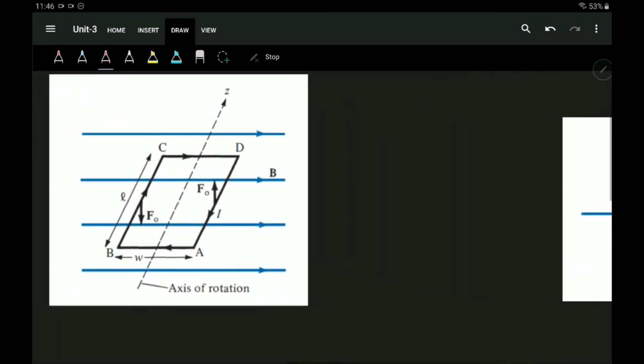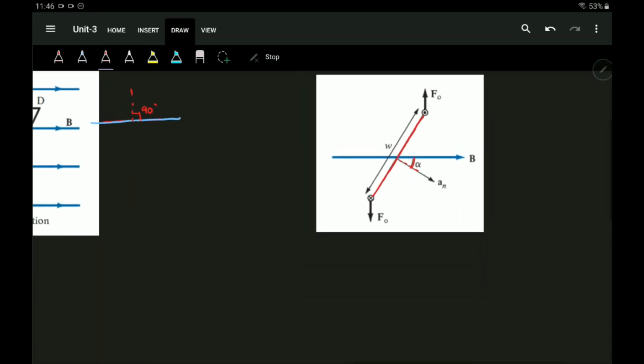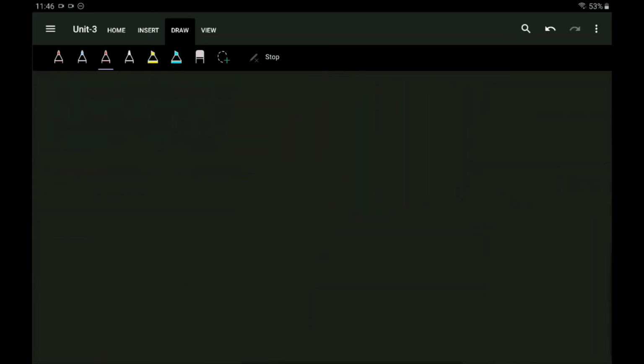Rather than keeping it like this, here the current element was kept like this with respect to the magnetic field. If I say this is the normal, the normal was making a 90-degree angle over here. But here the current element is tilted at an angle alpha, so the normal itself is making some angle alpha, hence it experiences a different force.